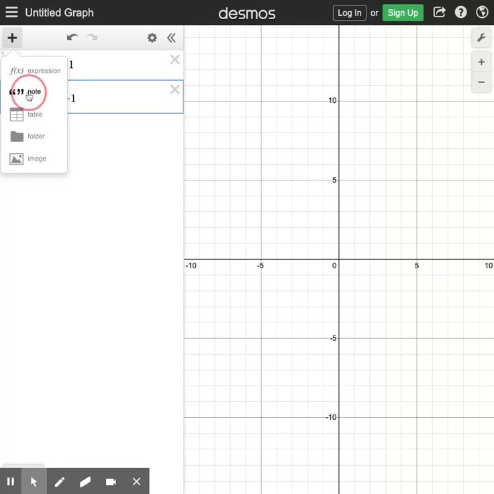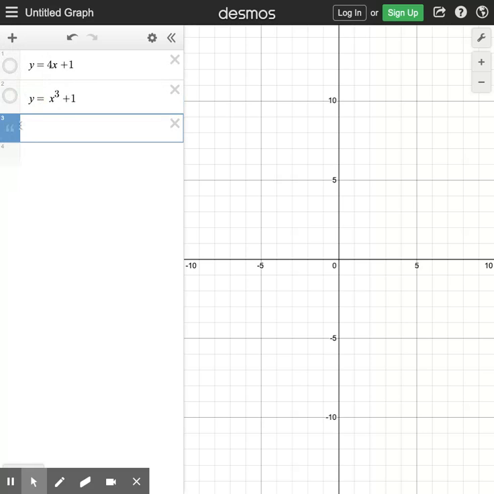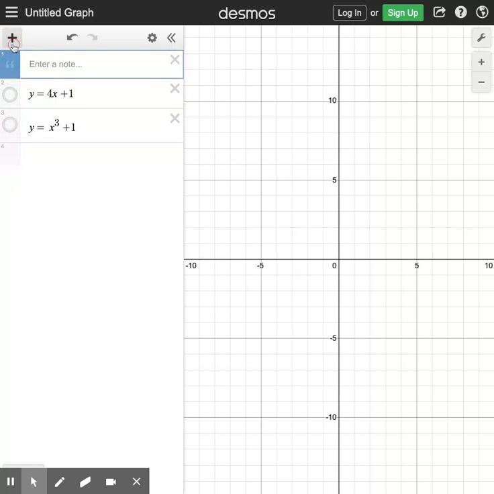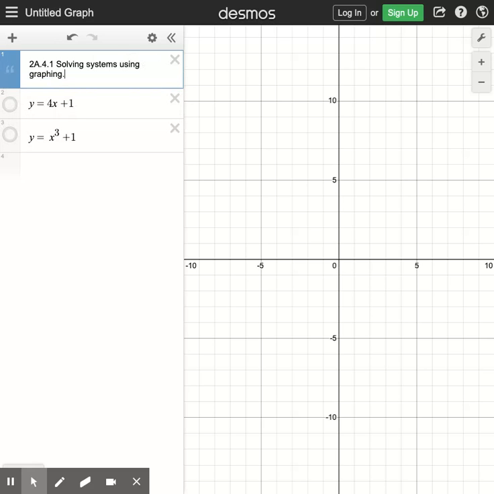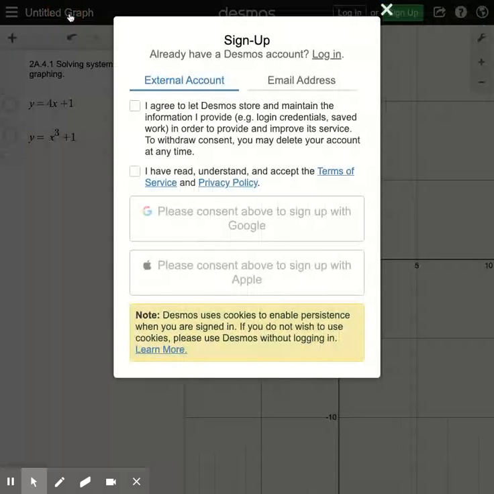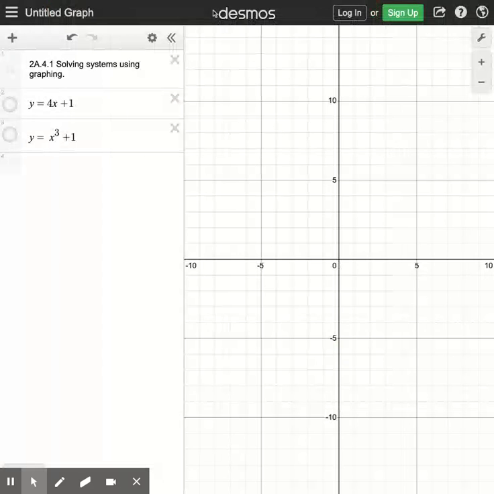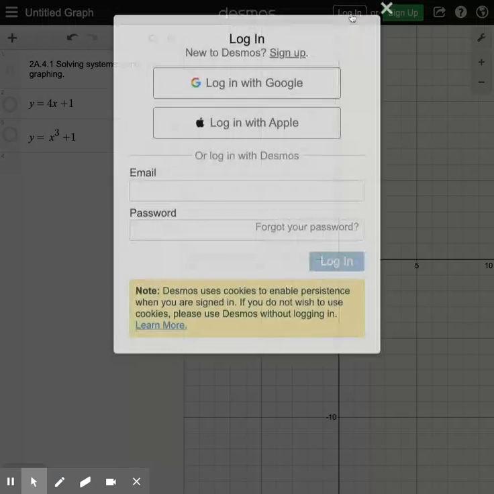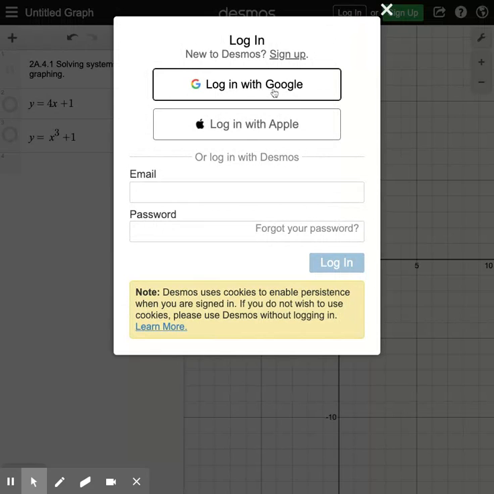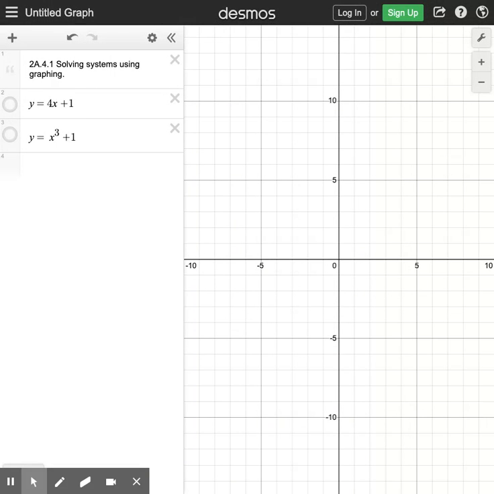Welcome to class. All right, guys, I'm going to move this up just so we can have it. This is 2A.4.1, and all we're doing is solving systems using graphing, okay? So I'm going to go ahead and save this.